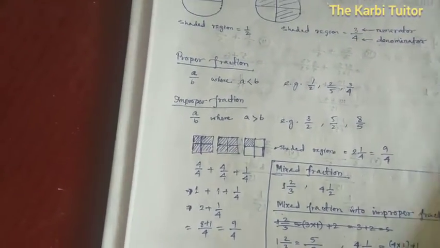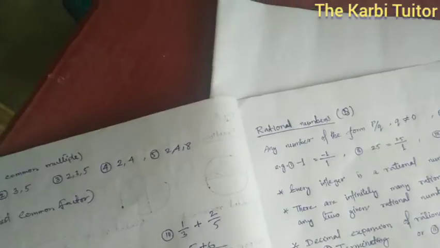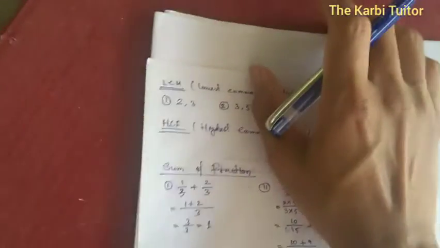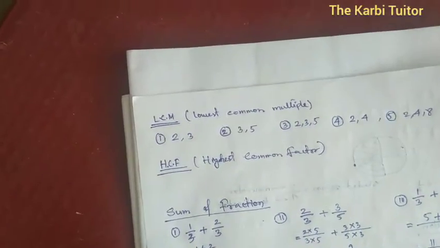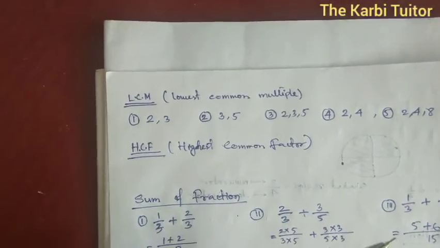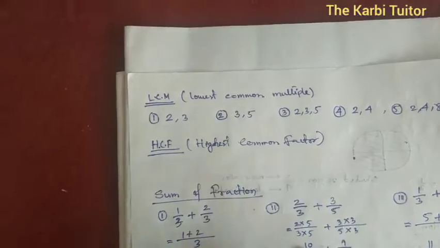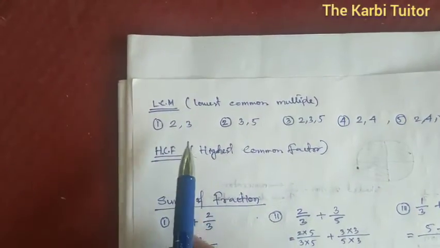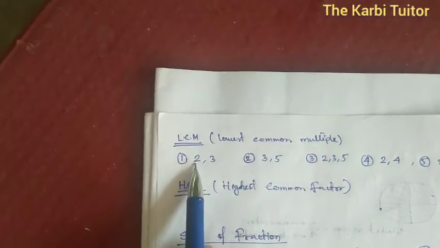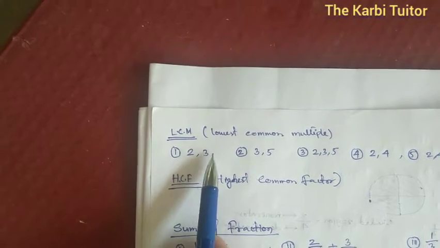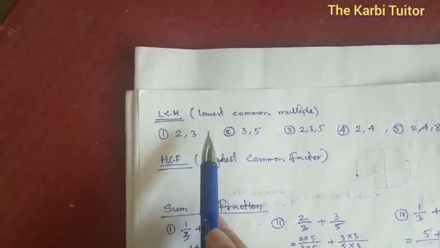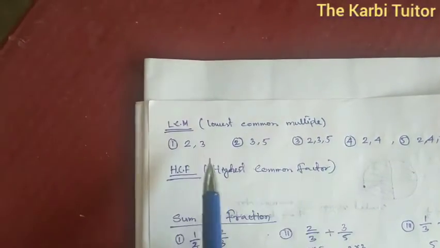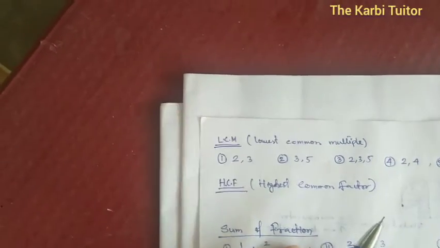Okay, then next let's see LCM, that means lowest common multiple. So how to find LCM? Okay, so for the numbers 2 and 3, we know that 2 and 3 are prime. So for primes we just have to multiply. So 2 into 3 is 6. So the LCM is 6.